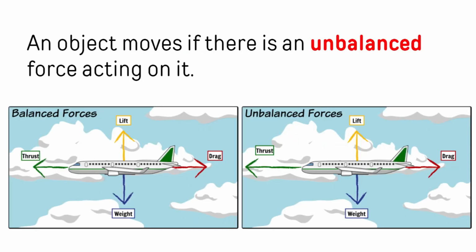An object moves if there's an unbalanced force acting on it. On a plane, there are 4 forces acting upon it. There's lift, weight, drag, and thrust. Lift and weight are parallel to each other, acting in opposite directions. Thrust and drag are parallel to each other, acting in opposite directions. If there's more lift than weight, the plane will rise, and if there's more thrust than drag, the plane will go forward.